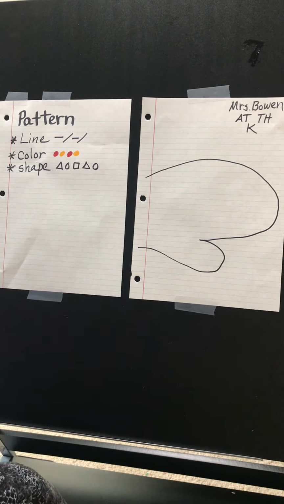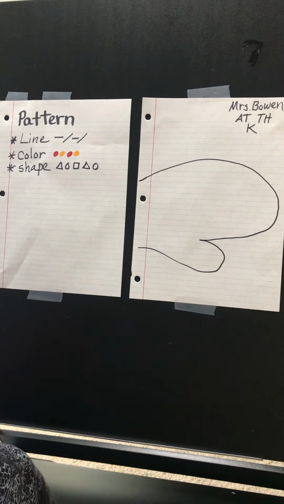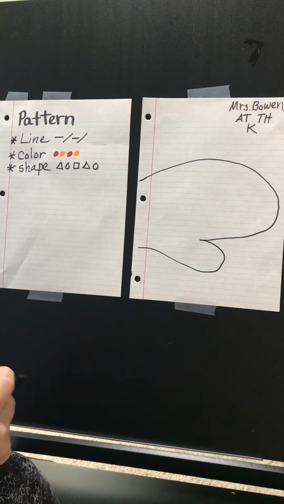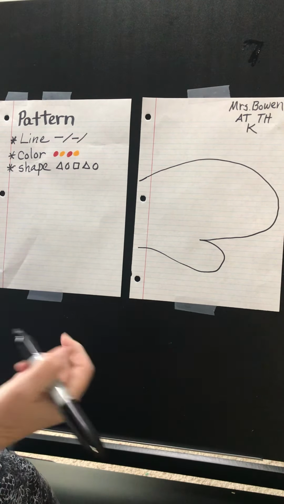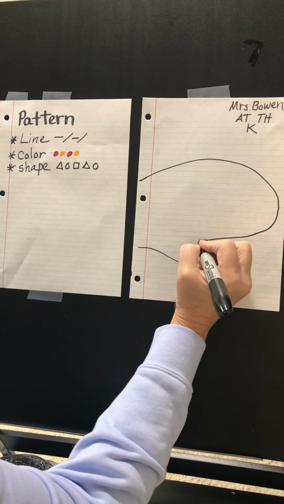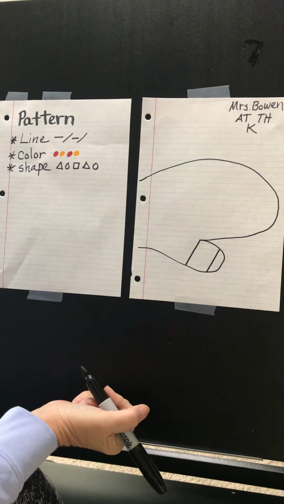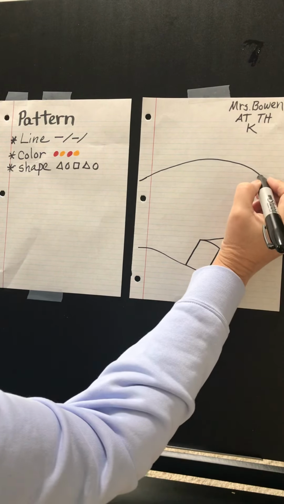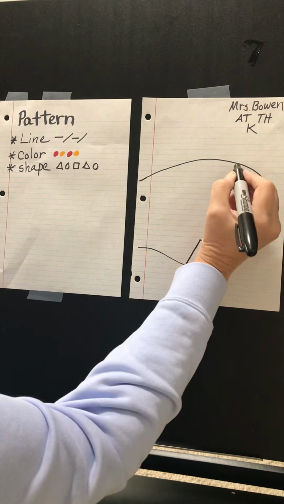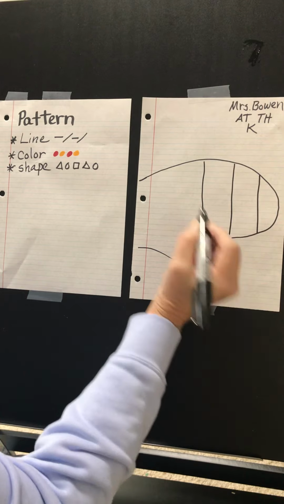If I'm going too fast, make sure you pause your video, okay? Now, let's do some line patterns in our mitten. Let's start with the thumb. I'm just going to draw two lines so that I have two sections there on my thumb. And I'm going to do the same thing across the top of the mitten and down throughout the mitten.